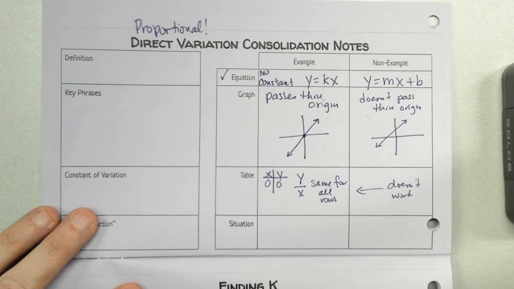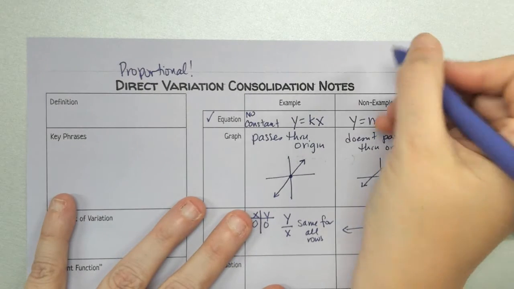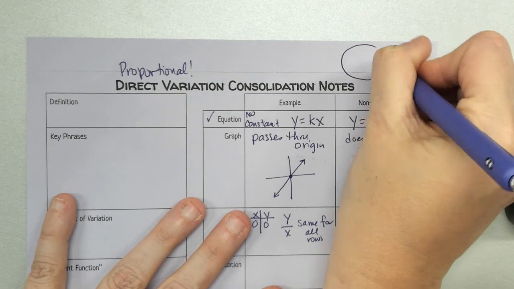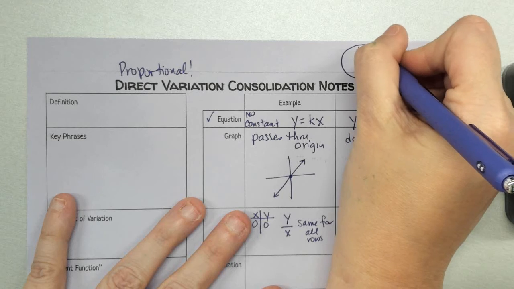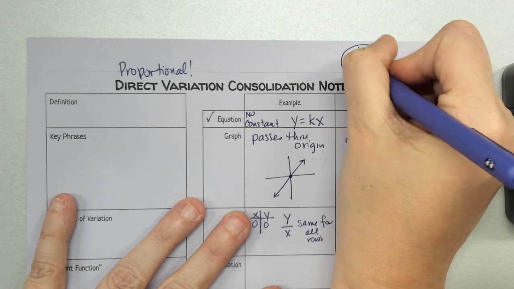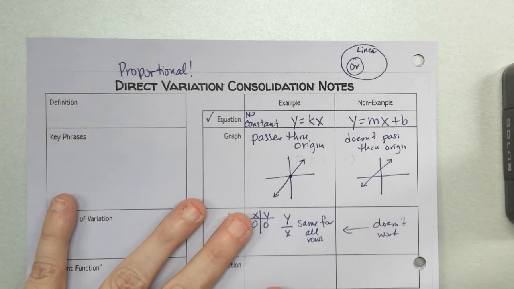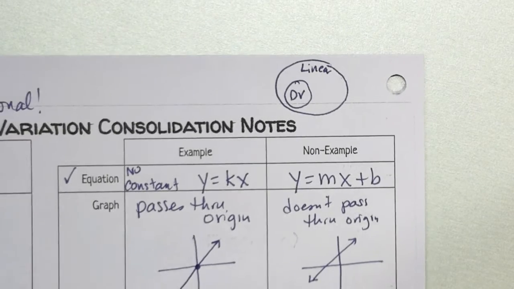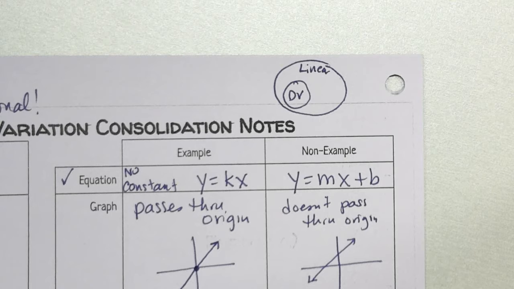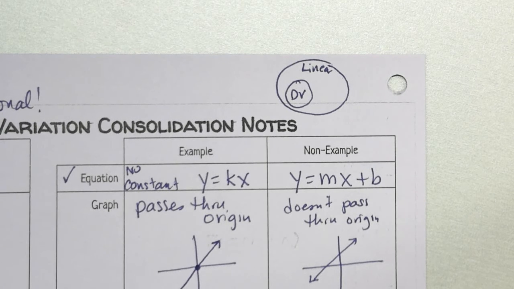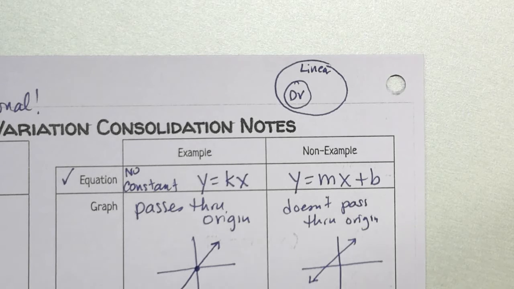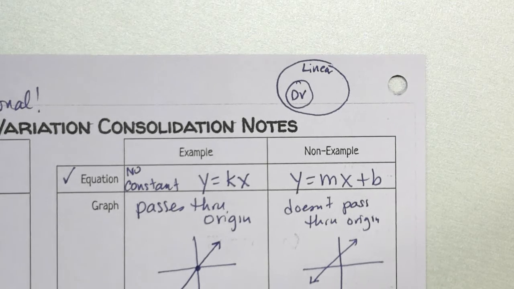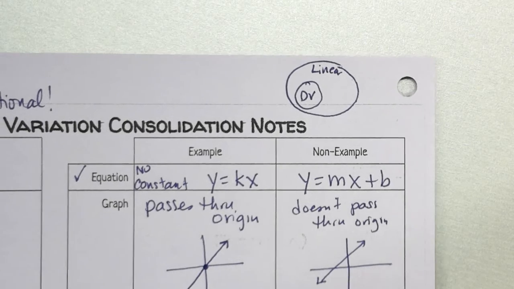Now, I want to remind you that direct variation is a type of linear function. So linear is kind of like, I'm a Deal. Which Deal am I? I'm Maggie Deal. There are other Deals, but I'm Maggie Deal. So linear is like the family. Proportional direct variation is a type of linear function.